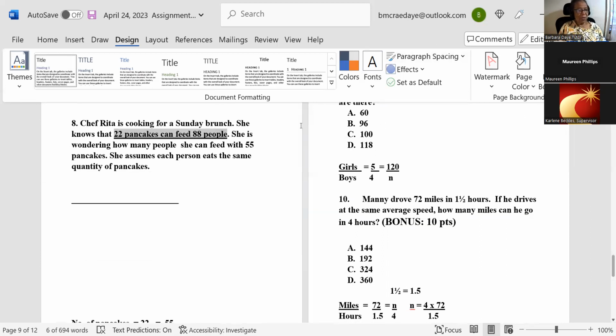Now she was wondering how many people she can feed with 55 pancakes. How many people can she feed with 55 pancakes? Set it up, solve it, tell me what you get. How many people can Chef Rita feed with 55 pancakes? Set it up and then solve it.